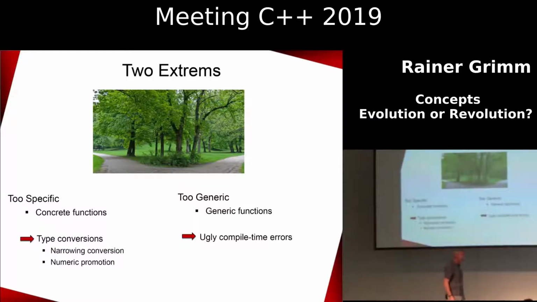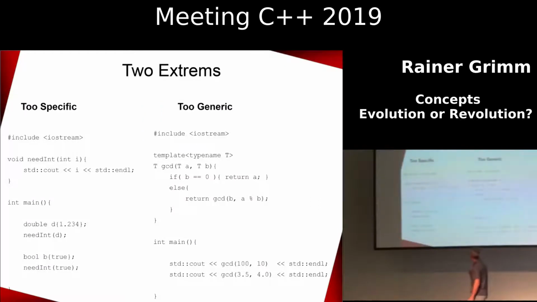What did we do to overcome this issue? We have strange rules such as narrowing conversion. You can use a double instead of an int, for example, and the part after the comma will be removed. Or we have rules such as numeric promotions. Have a look here. I can use a double to invoke a function which takes an int, which is terrible, but it's possible.